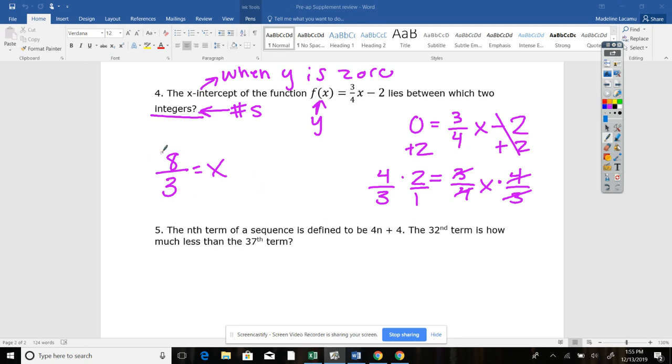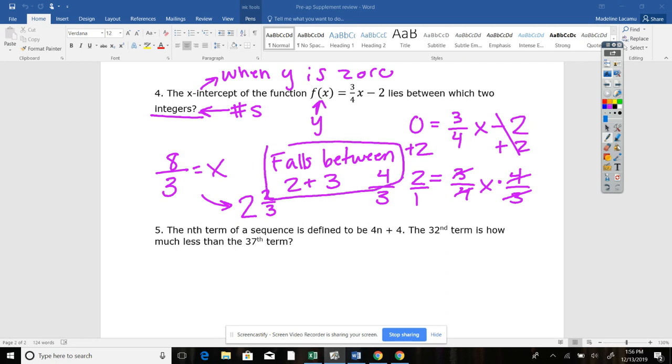So we need to figure out what two numbers 8/3 falls between. So 8/3 is the same thing as 2 and 2/3. So it falls between 2 and 3. So basically, get an answer for x, then you just have to figure out which two numbers it's between. So falls between 2 and 3 would be our answer.